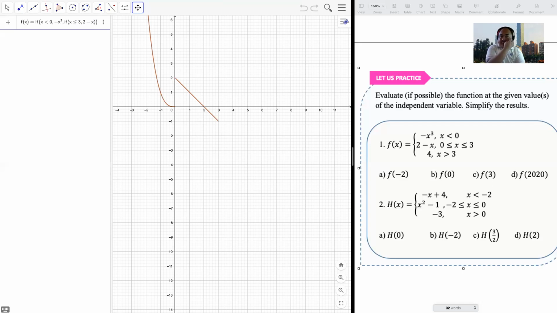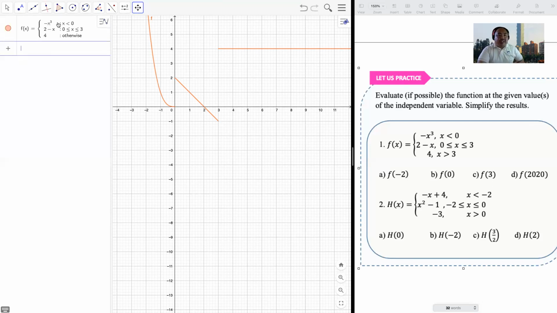Okay, there it is. You graph 2 minus x. And finally, if it is not less than 0 and it is not less than 3, then you graph 4. There you go. So this is now how GeoGebra gives you the graph.